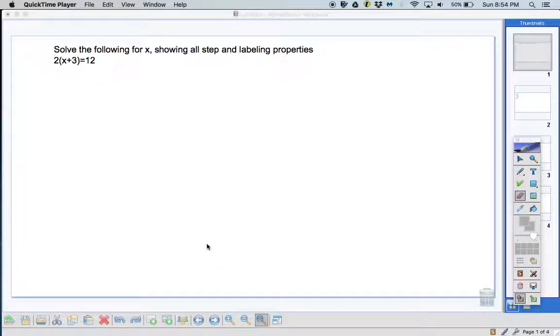Okay, today we're going to talk about writing a proof. This is an algebraic proof, and the reason it's an algebraic proof is because you're going to be using algebra. There are other kinds of proofs, but in this class we're going to study the algebraic proof.